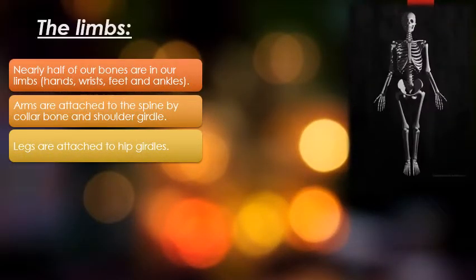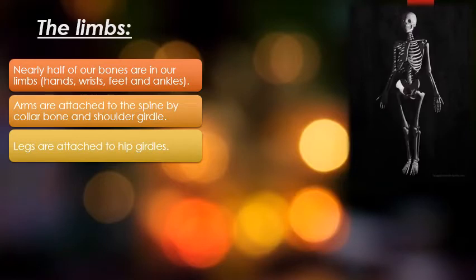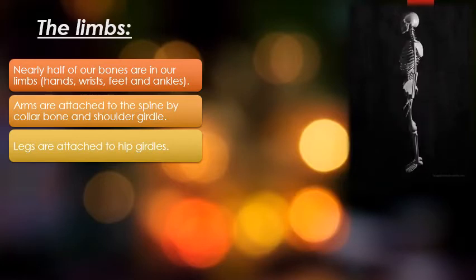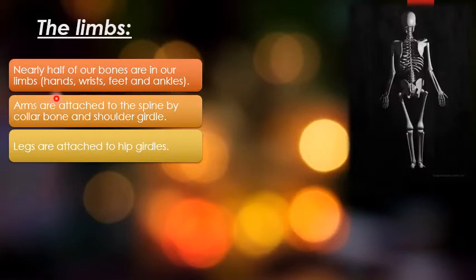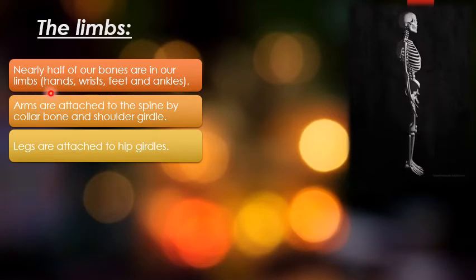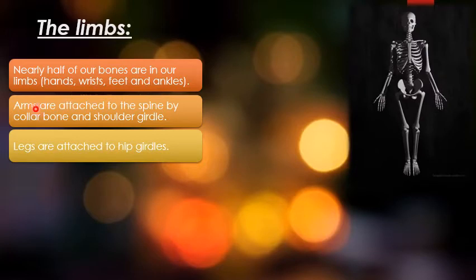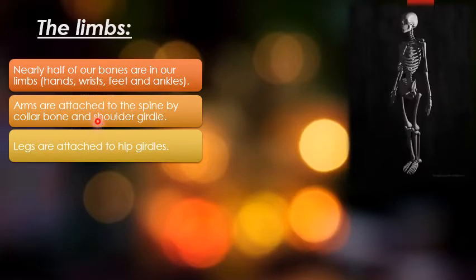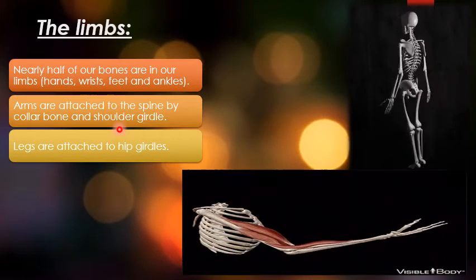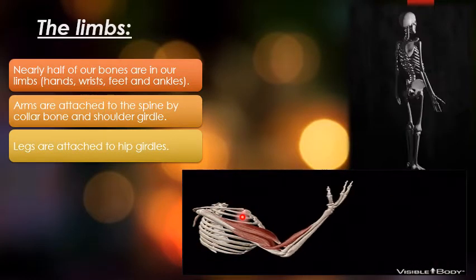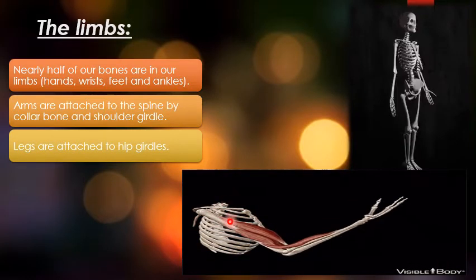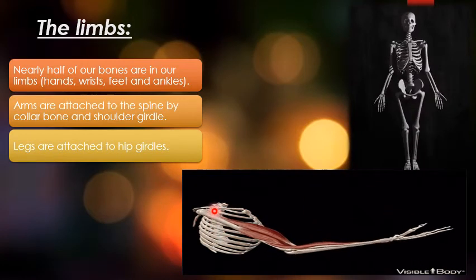Here comes the next part of the human skeleton, and that is the limbs. Nearly half of our bones are in our limbs. Limbs is a word that indicates hands, wrist, feet, and ankles. Arms are attached to the spine by the collarbone or shoulder girdle. Here you can see the shoulder bone, that is the collarbone, and how the arm is attached here.